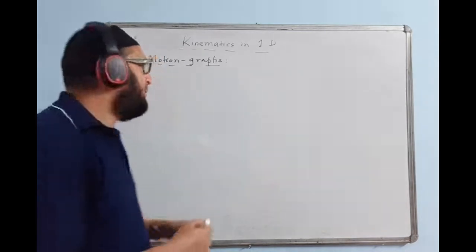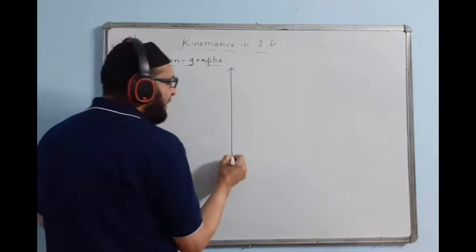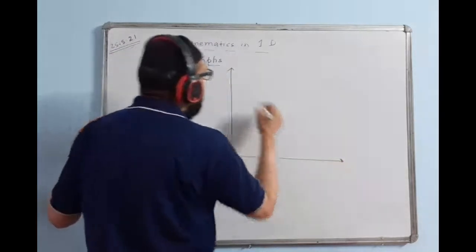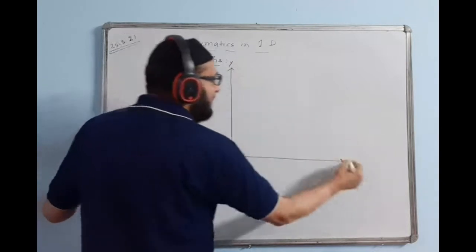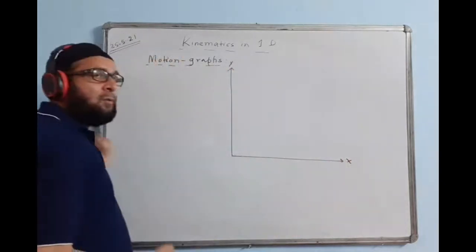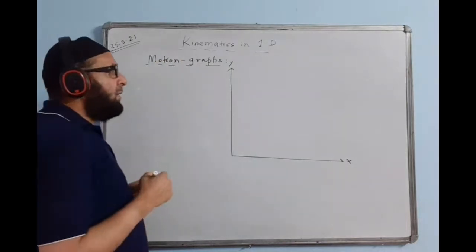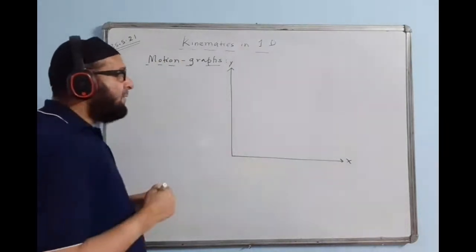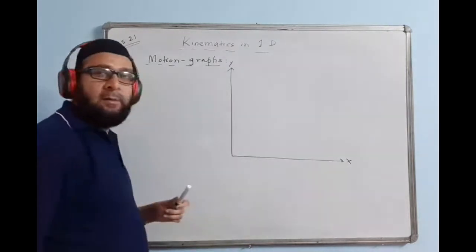So for a graph we draw two lines, a vertical line and a horizontal line. The vertical axis is called the y-axis. The horizontal axis is called the x-axis. I think you all know about it. Suppose it represents two variables. Whatever is the first variable mentioned, that will come here. The second variable will come here.